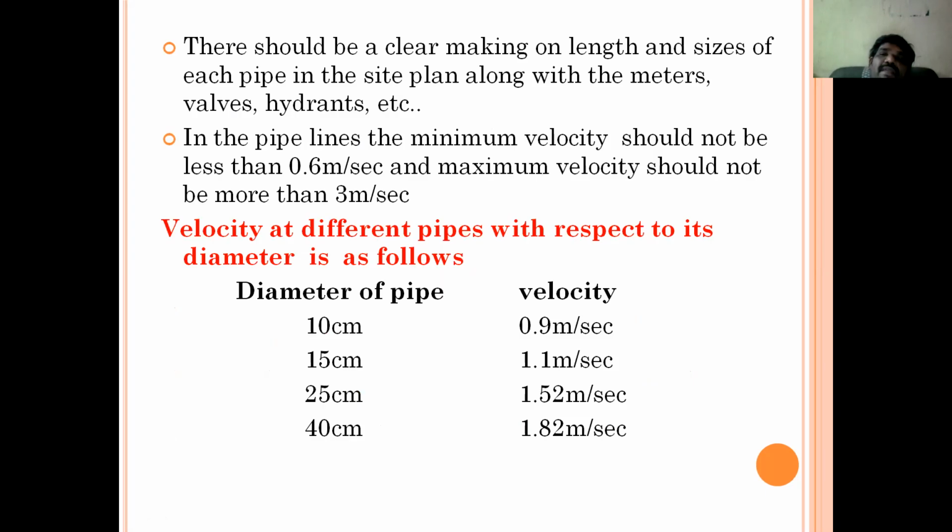In the pipelines, the minimum velocity should not be less than 0.6 meters per second, and the maximum velocity should not be more than 3 meters per second. See, the velocity in different pipes with respect to their diameter is as follows. The pipe diameter is 10 centimeters, the velocity is 0.9 meters per second. The diameter of pipe is 15 centimeters, 1.1 meters per second. 25 centimeters, 1.52, 40 centimeters, 1.8 meters per second.